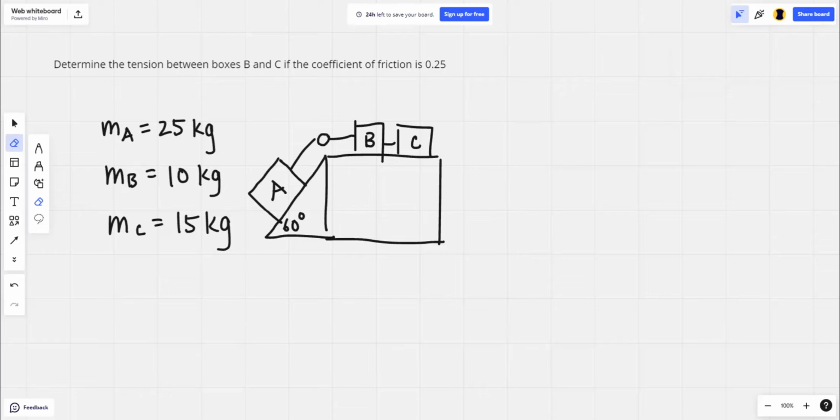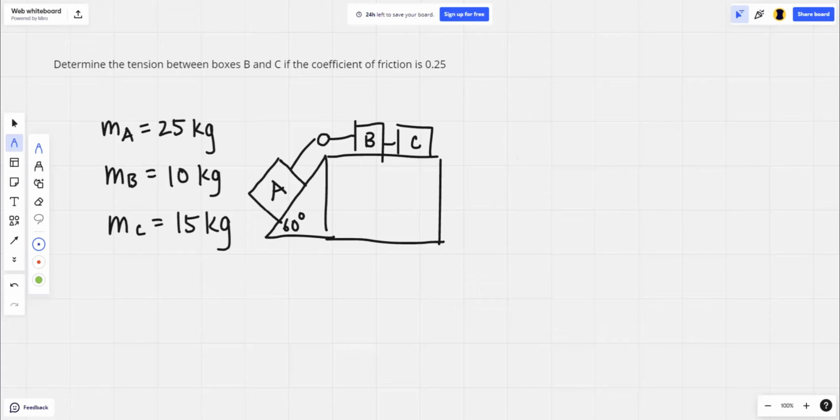Determine the tension between boxes B and C if the coefficient of friction is 0.25. So in this type of problem, when there's multiple boxes, you want to try your best to make it into one system. So don't start out by drawing the free body diagram of each object, but just imagine it's one thing, like A, B, C is going to combine into one box.